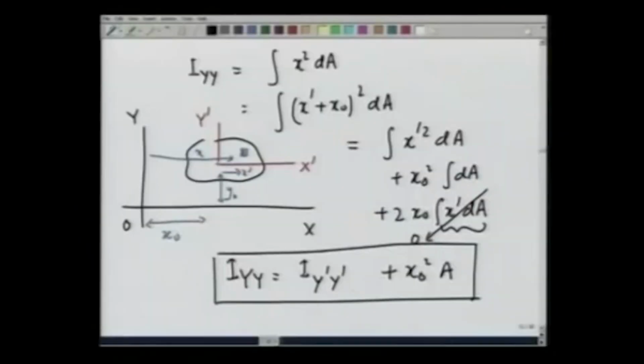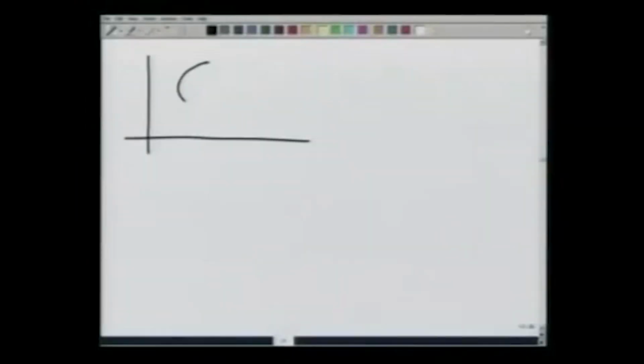Next, let's calculate the product of area, again making these axes x prime, y prime, x, y, O, and I take an area here.